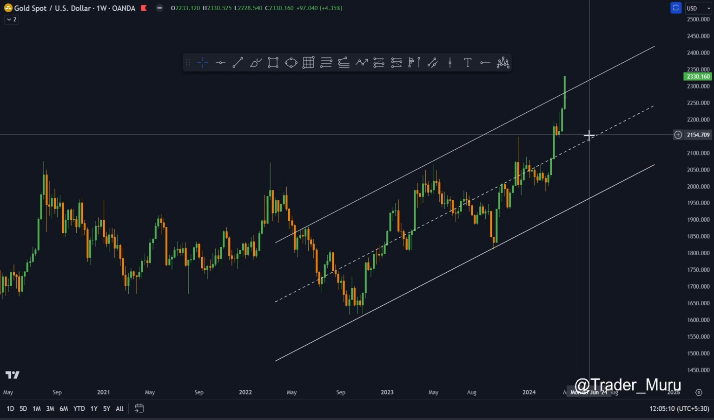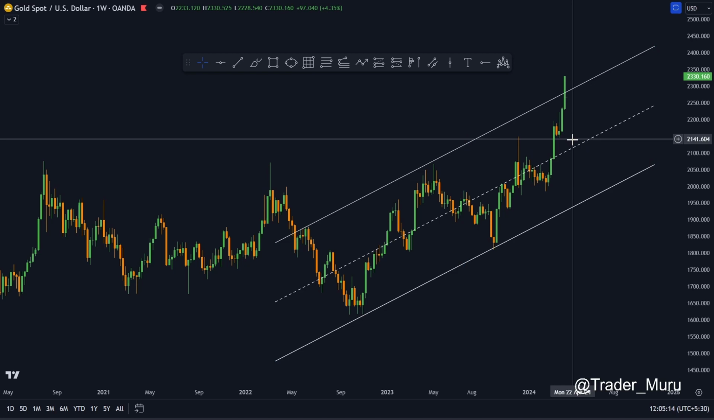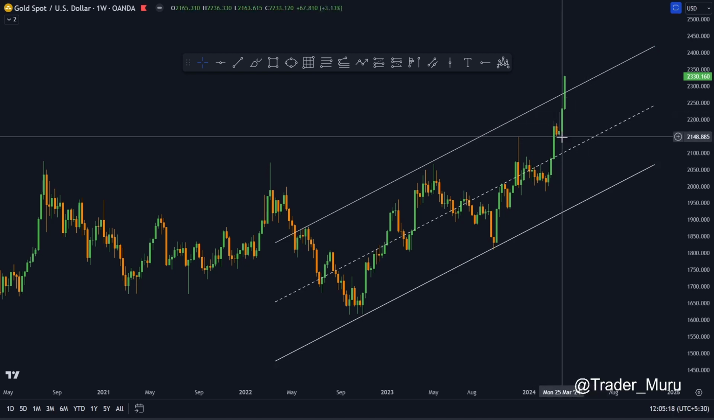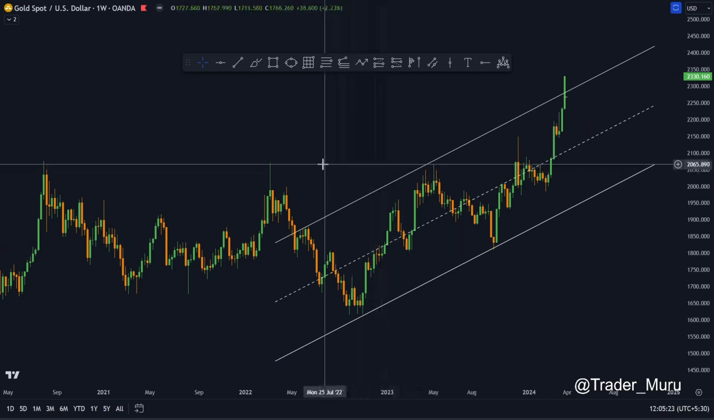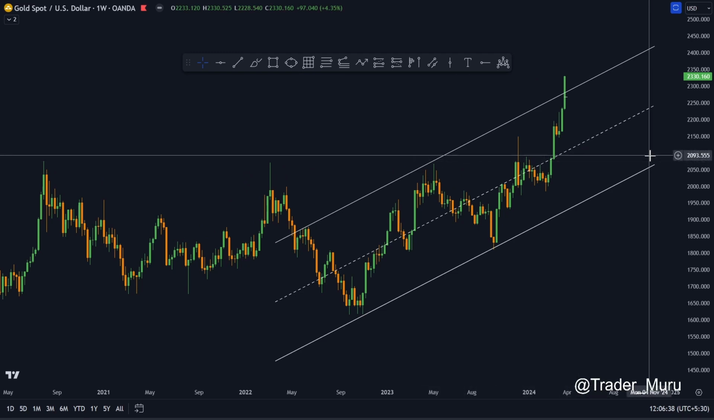And levels are already shared in our previous post, that we can expect first this supply, this demand zone, and again this previous high. So guys, that's it for today. I hope you enjoyed the video analysis. I have covered all the things and all the scenarios of gold.